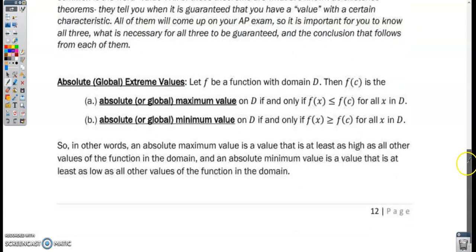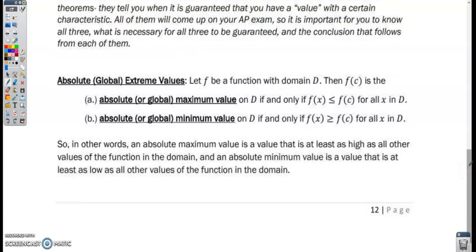Okay, definition here for what are known as absolute or global extreme values. We'll use those two words interchangeably. Depending on where you look, you could see either of those words representing this situation. So what are absolute extreme values? If we have a function with a given domain, then the value f of c is the absolute maximum value if and only if f of x is less than or equal to f of c for all x in the domain. So if we have a value that's bigger than or equal to all other values in the domain, then it's the absolute maximum. It's the biggest of them all.